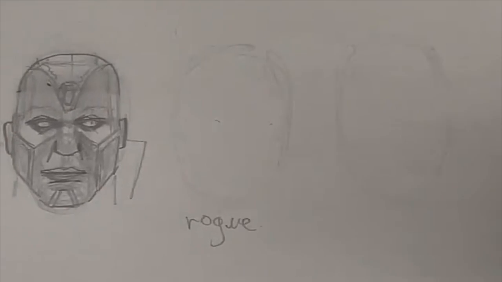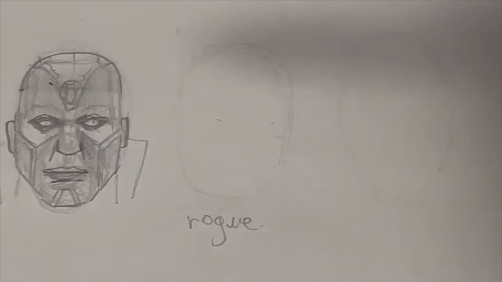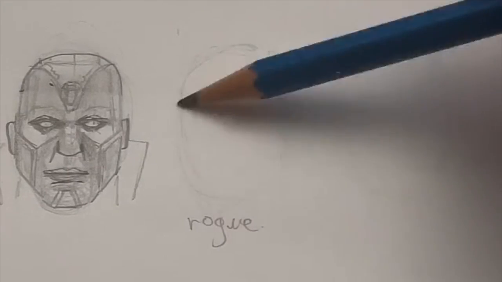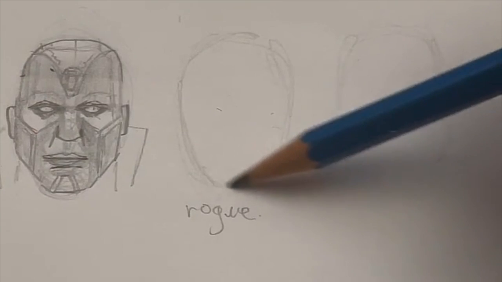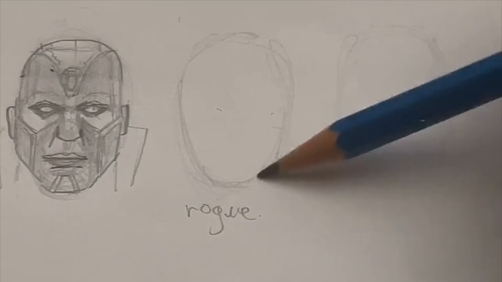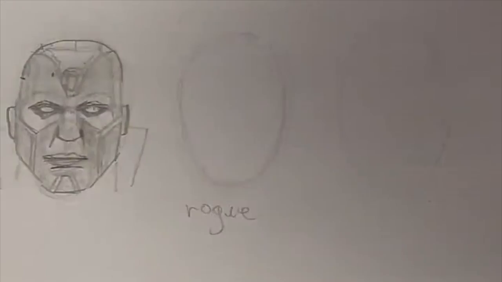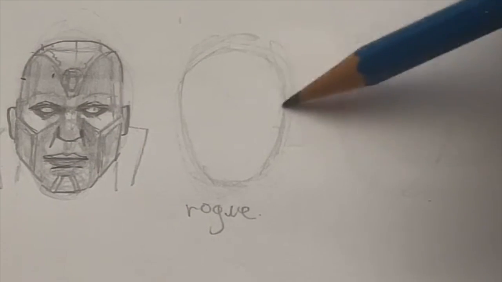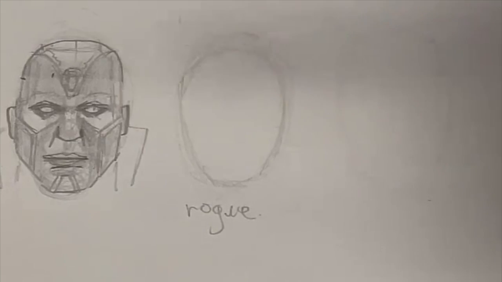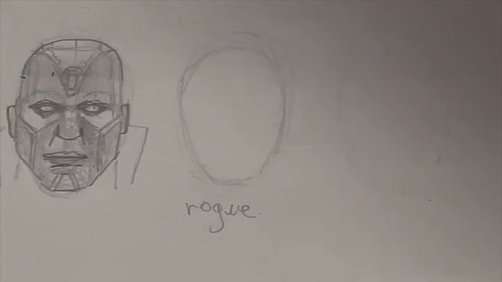Okay, Rogue. Rogue has a regular human face. I don't know how old she is canonically. I always kind of imagined her to be in her early 20s. But I know in the X-Men movie, they made her a teenager. But they also made Iceman a teenager. I don't know.